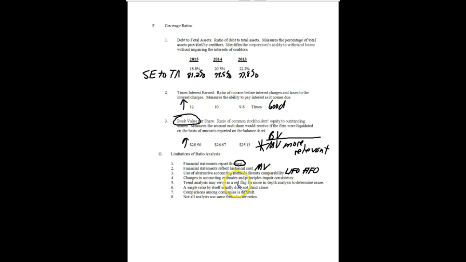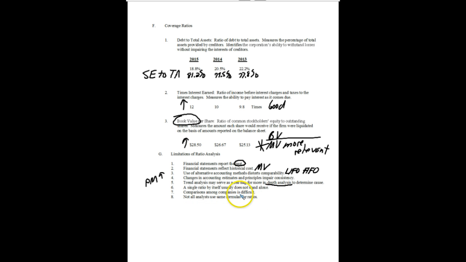Okay, trend analysis may serve as a red flag for more in-depth analysis to determine the cause. Just like we saw with the profit margin, actually we saw not so much a negative red flag. We saw a flag of something good happening, but we had to do more in-depth analysis to determine what was causing the profit margin to go up. A single ratio usually doesn't stand alone, so you want to look at ratios together in clusters, like the coverage ratios, the profitability ratios. Look at them collectively instead of separately.